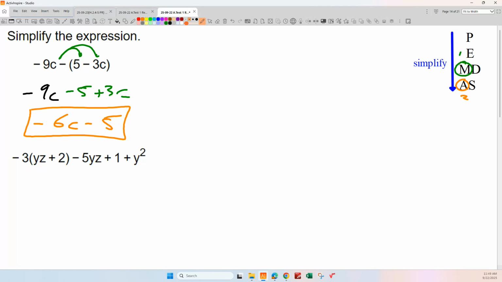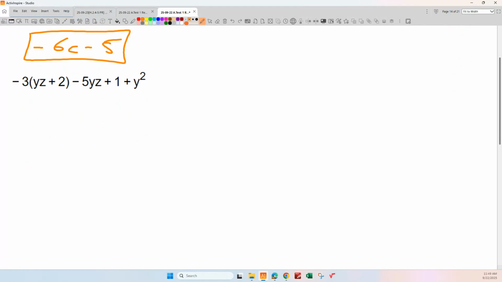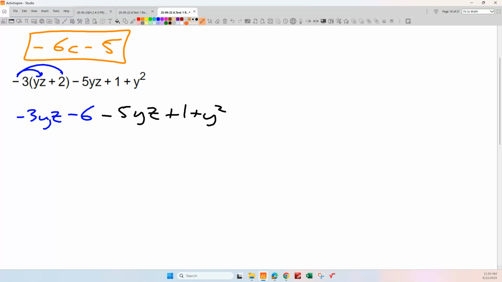Okay, how about this one on the bottom? Okay, good. The first thing I would do is distribute because there's nothing in parentheses to simplify. There is an exponent, but it's nothing I can simplify, right? Just attached to a variable. So the first thing would just be to distribute the negative 3. What's that going to give me? And then the rest is just going to stay the same, isn't it? Minus 5yz plus 1 plus y squared. What's next?